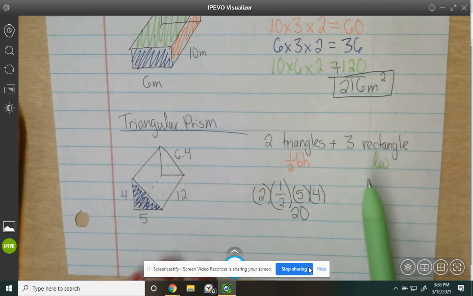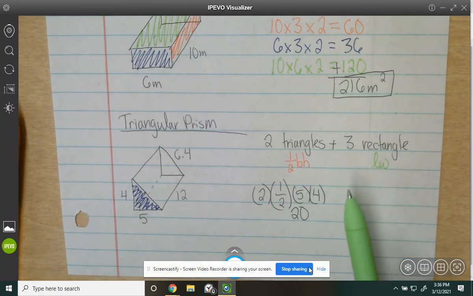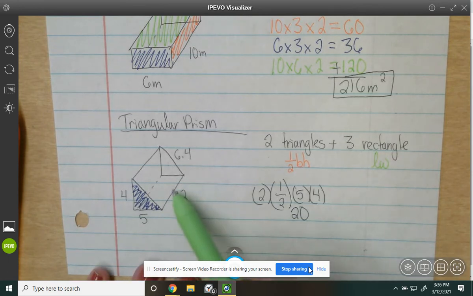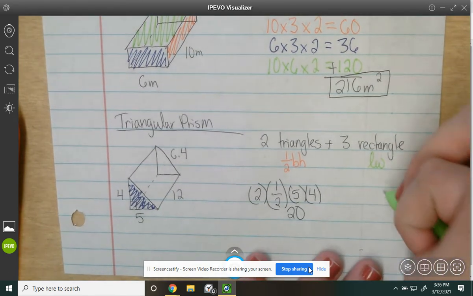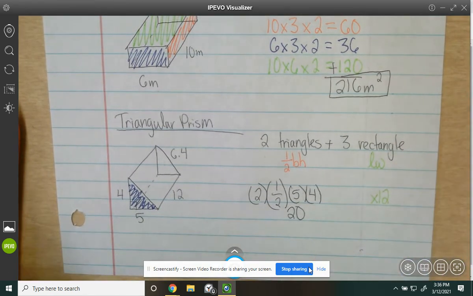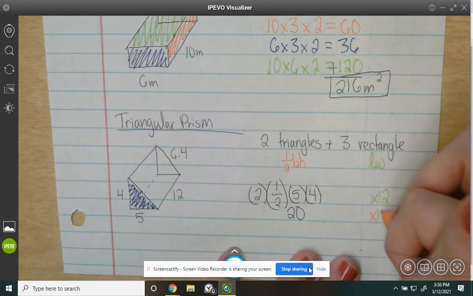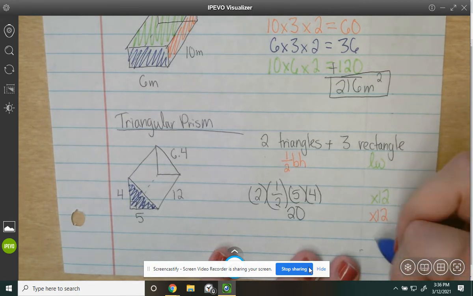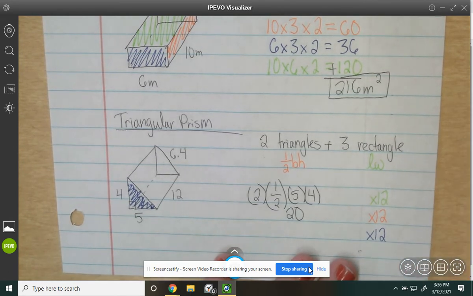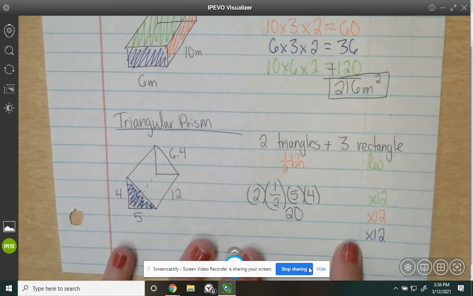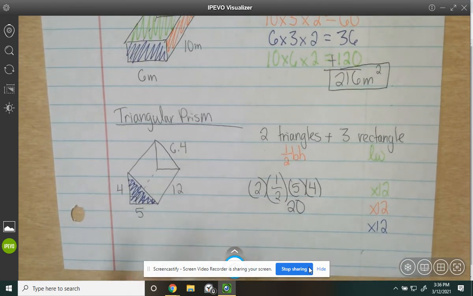Now we've got the 3 rectangles. All of my rectangles are going to be multiplied by what? See how the 12 has nothing to do with the triangles? The 12 only deals with the rectangles. So I know all 3 of my rectangles are going to be multiplied by 12. Now I just have to figure out what the width or length, depending on what way you look at it, is.